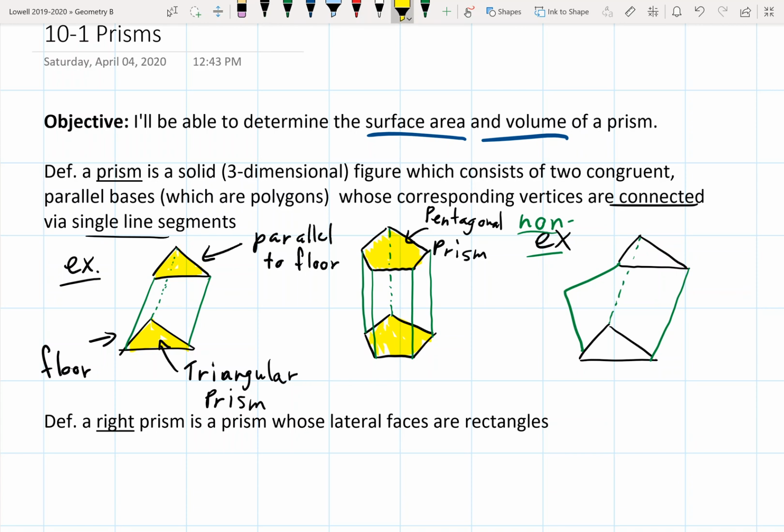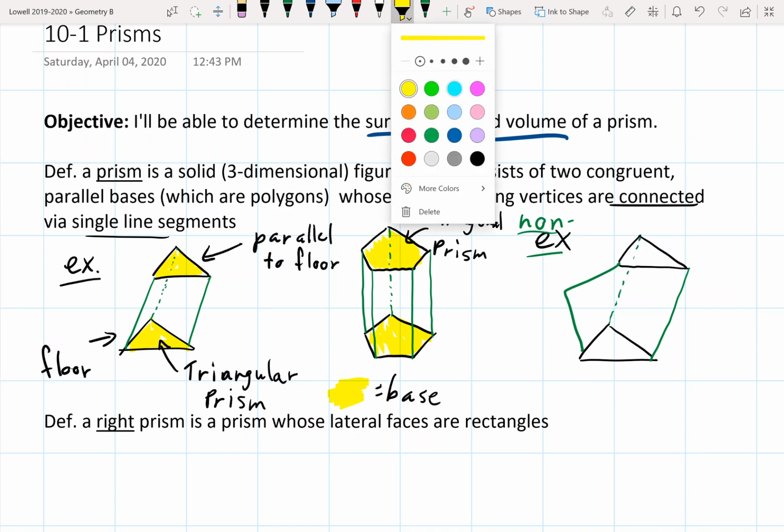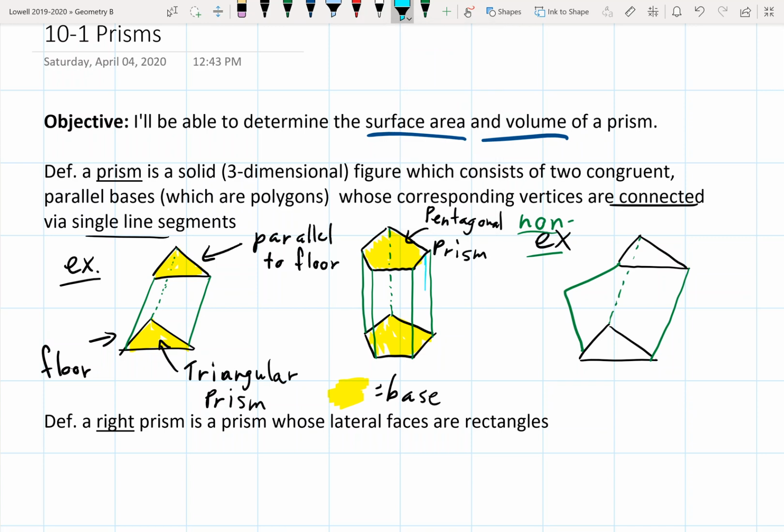Okay. These yellow faces that I highlighted, again, those are the bases. Now, every single flat side, we call it a face. We just give the bases special names to make it easier to point them out. And the other faces, so I'll highlight maybe in blue here. And I'll do this one on the side. Those are just called the lateral faces. Again, just naming them so we can distinguish them.